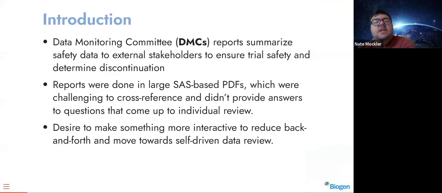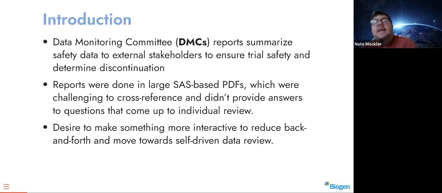So a bit of an introduction, data monitoring committee reports. They summarize safety data to external stakeholders to ensure trial safety and determine possible discontinuation. During trial conduct, you will do a number of these, depending on enrollment and timelines. They generally were done in the past with large SAS-based PDFs. So basically, you'd have SAS programmers generate a PDF that would be sent to the DMC committee, and they would sort of review that way.